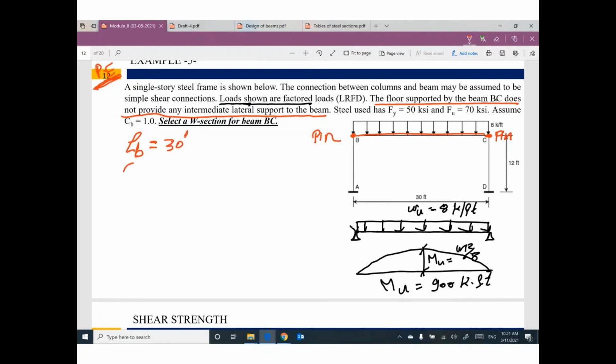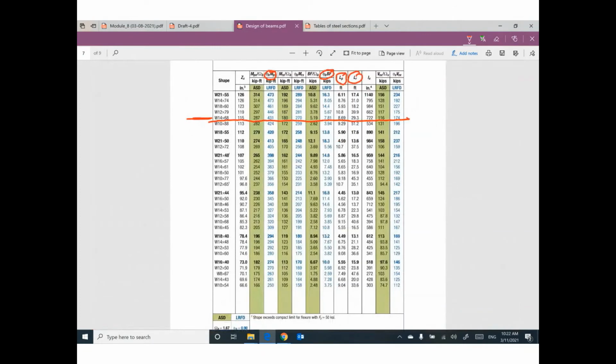Assume CB equal 1. Most of the time we are assuming this factor equal 1. And select a cross section for this beam. Actually, we cannot select, but we can assume. Let's start to assume. What do you think we need to assume? Any recommendation? Assume cross section W. Which one? Okay, go ahead and select anyone.